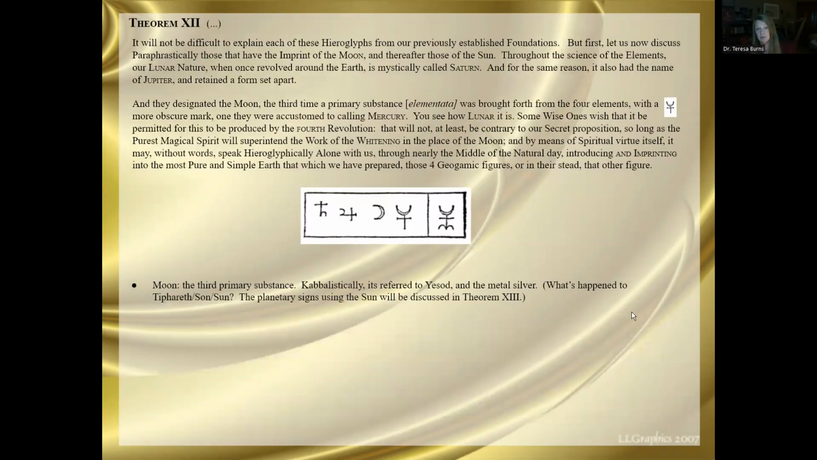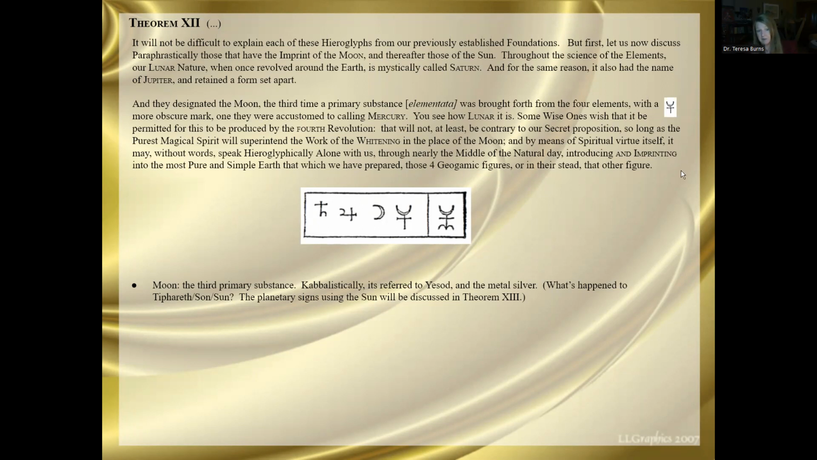So now we're going to go on to the moon. And they designated the moon the third time a primary substance was brought forth. It's this line that lets us know that the first two, with Saturn and Jupiter, were also primary substances. So what D has done with the Timaeus is made the planets, 4 of them, primary substances or elementatus.